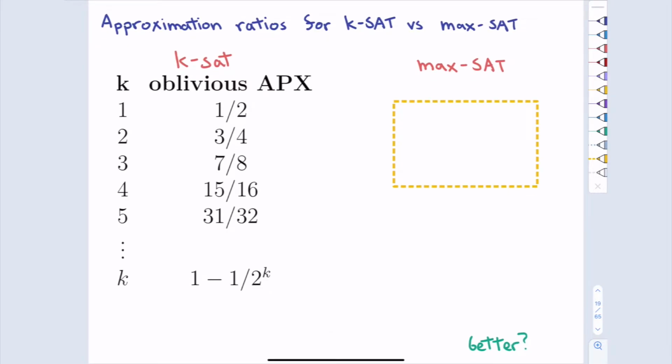What I put on the left here is, for k-SAT, for various values of k, the approximation ratio we got. We really got 1 minus 1 over 2 to the k, which, plugging in for different values of k, gives 1/2 or 3/4 or 7/8, which is what we focused on, 15 over 16, 31 over 32. It gets better for larger k. The logic was just that you have to get all tails on your coin tosses to get a clause wrong.